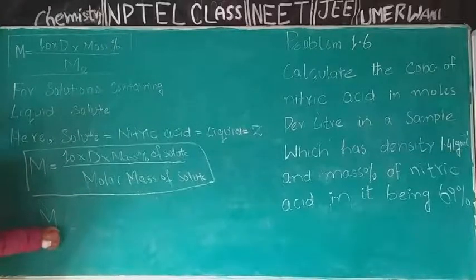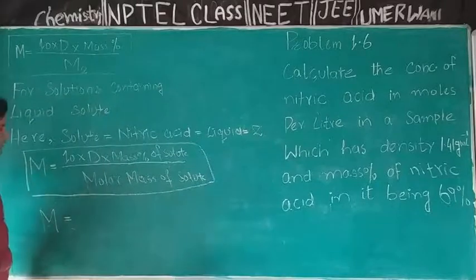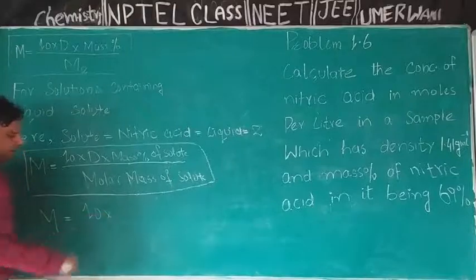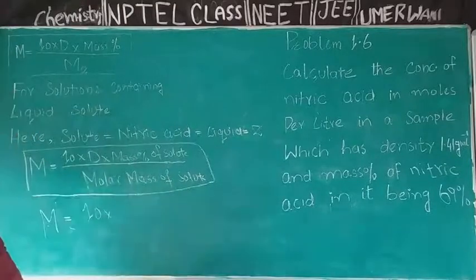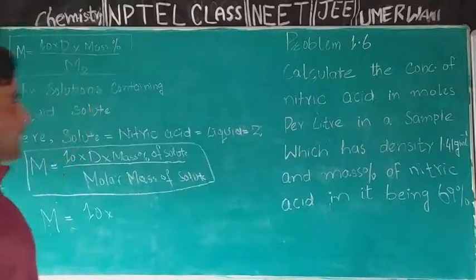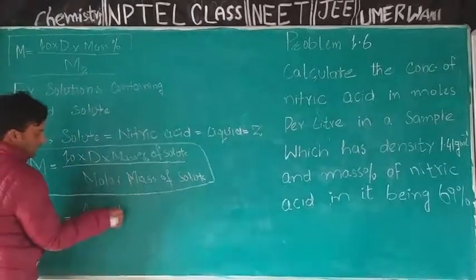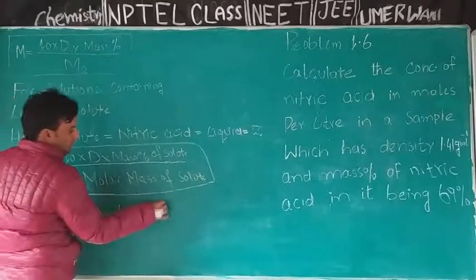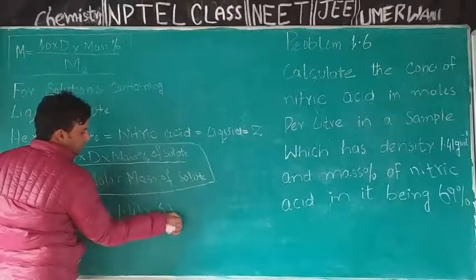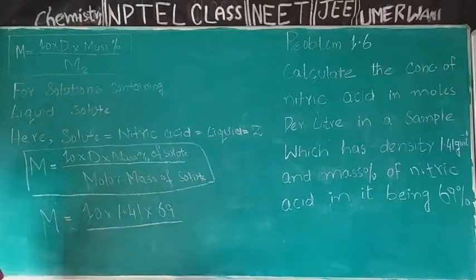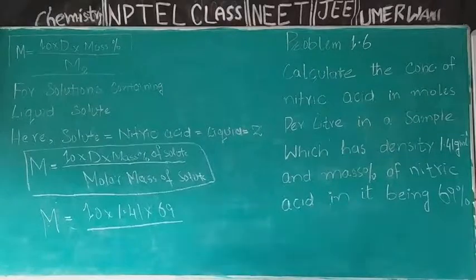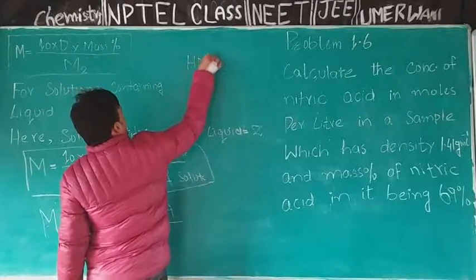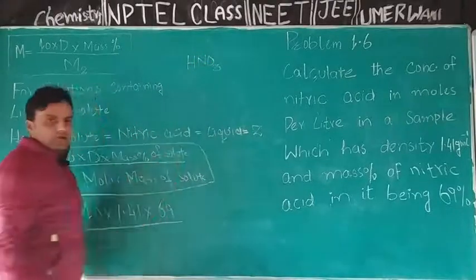Molarity of this solution will be equal to, I will substitute the given quantities into density. Density of this solution is given as 1.41, multiplied by mass percent of solute, also given as 69, divided by molar mass of solute. Solute is nitric acid. We need to have an idea of its molar mass.